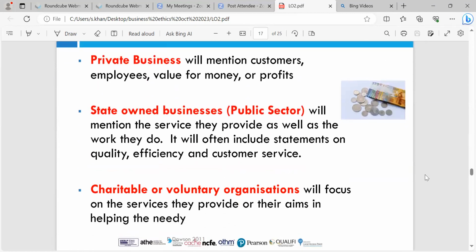The mission and vision statements. Private businesses will mention customers, employees, value for money or profits. State-owned businesses will mention the service they provide as well as the work they do. It will often include statements on quality, efficiency, and customer service. Charitable or voluntary organisations will focus on the services they provide or their aims in helping the needy.